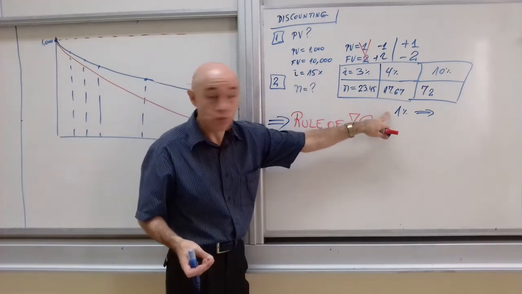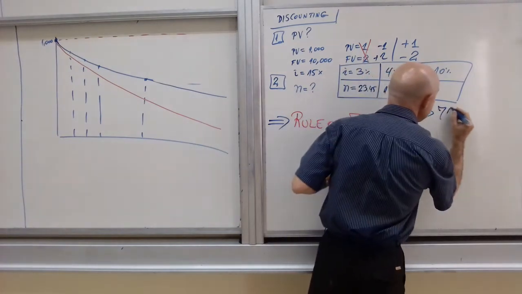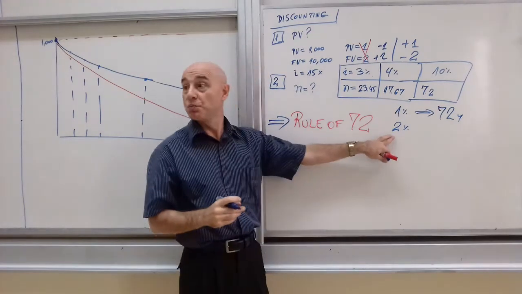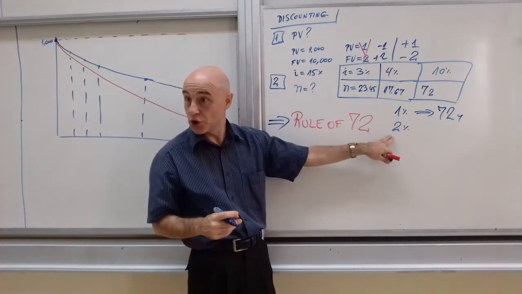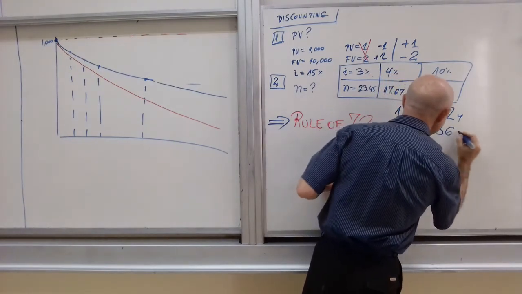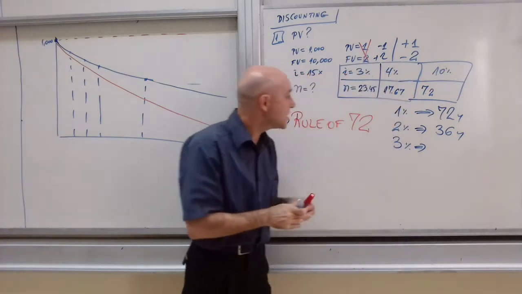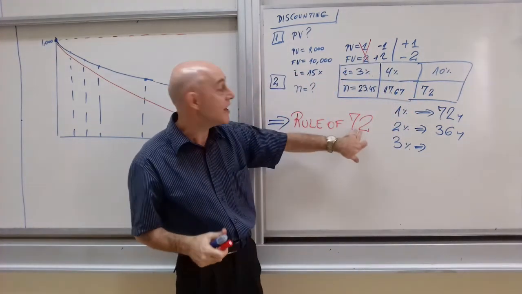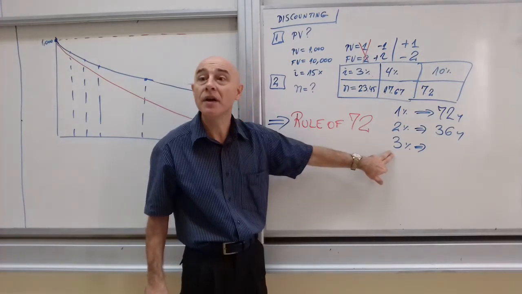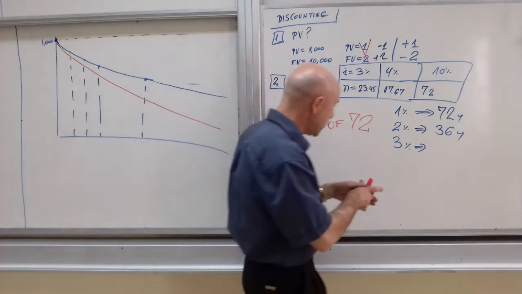If the interest rate is 1, you divide 72 by 1, which is 72 years. If the interest rate is 2%, 72 divided by 2 is 36 years. If it's 3, divide by 3. Anyone with a calculator? 72 by 3, how many years? 24. Okay.